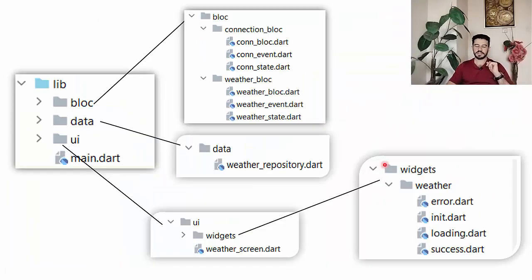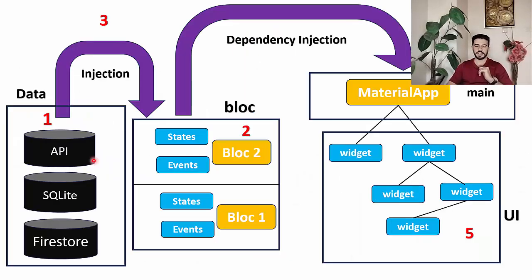As you can see here, this is the example of the application I have created, and we will implement and practice it in the next video. So in the lib folder, we have a folder for Bloc, a folder for data, a folder for UI, and we have main, like here.